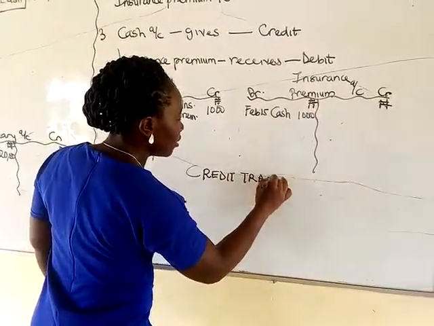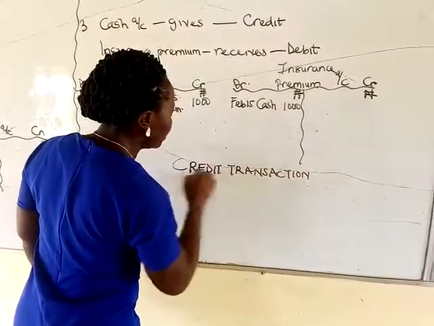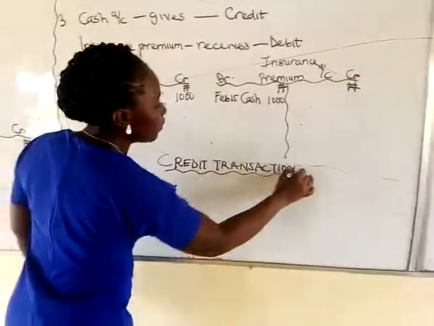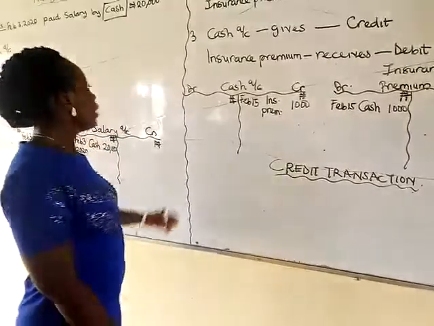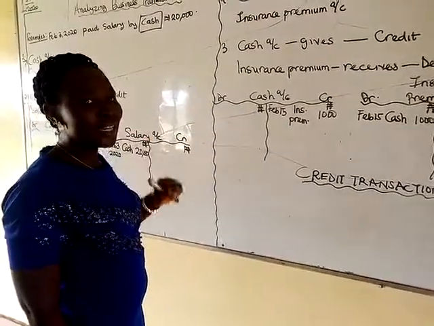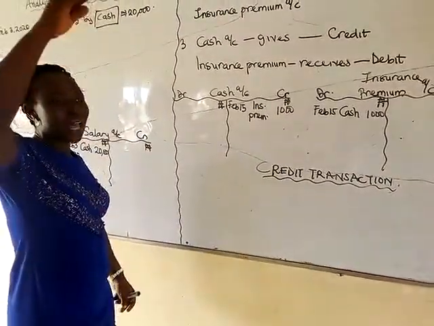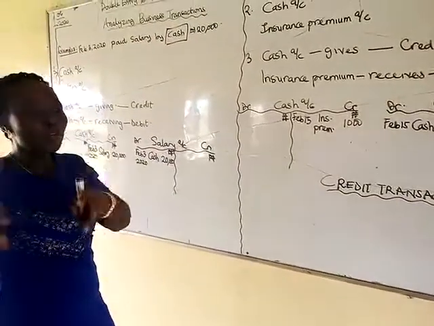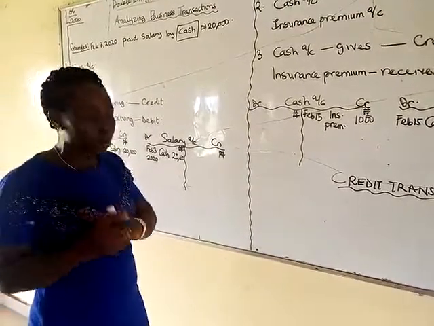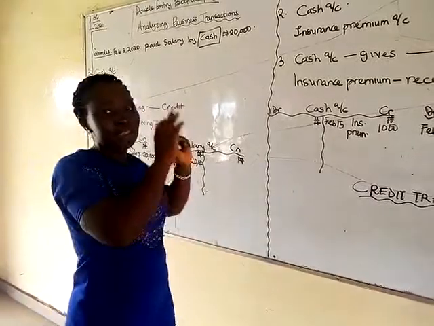What is a credit transaction? A credit transaction is that transaction for which payment is being made at a future date. If you look at the two examples we have gone through, payments were made immediately. But in the case of your credit transaction, your payment is made at a future date that you and the seller have agreed upon. So for that type of transaction, the steps still remain four.